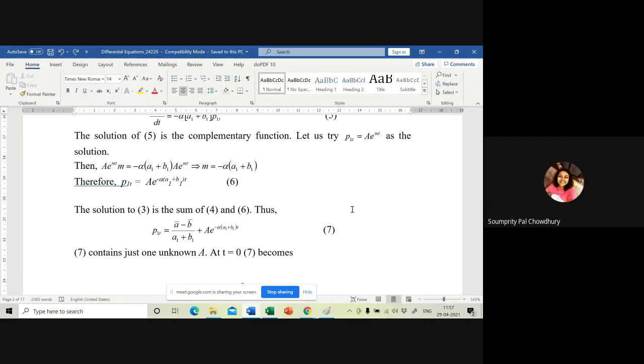Ma'am, as we are denoting t is equal to 0, so in the left hand side, we will write P10, in place of t0. Yes. Then the value of A will be P10 minus (a bar minus b bar) divided by (a1 plus b1). Very good. And that is nothing but P10 minus P bar.